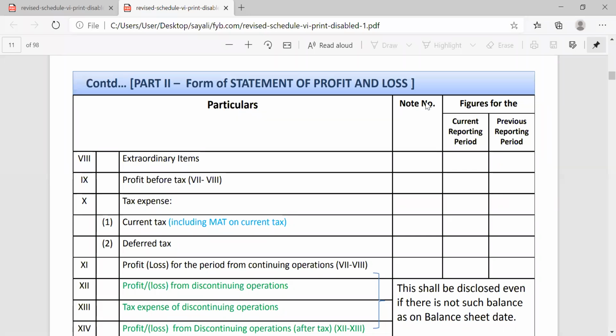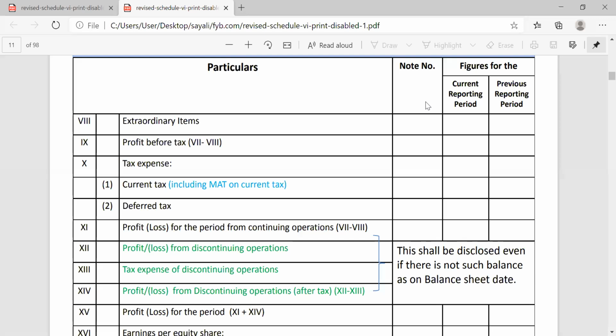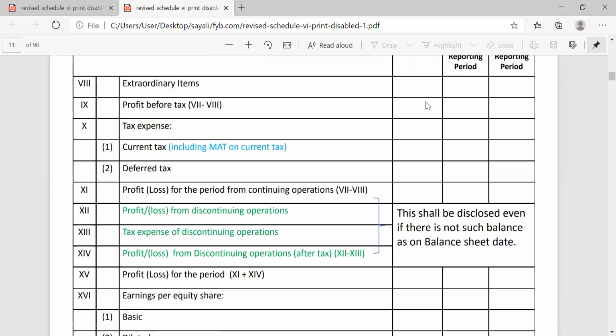including whatever the current year tax is. Second, deferred tax. Deferred tax means if any tax is present from before. So the profit or loss for the period from continuing operation is 7 minus 8. Whatever the profit or loss from discontinuing operation, this shall be disclosed even if there is no such balance as on the balance sheet date. It means you have to write these headings even if there are no amounts present in the books of accounts, the balance sheet or the trial balance.